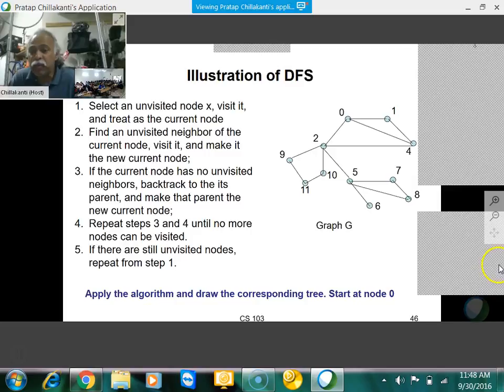For JNTUK, we already put a solution. There's no back to 2, right? Because it's a tree. So you cannot have back to 2. How can you have a back to 2? You're visiting every node exactly once. Remember that in a tree.